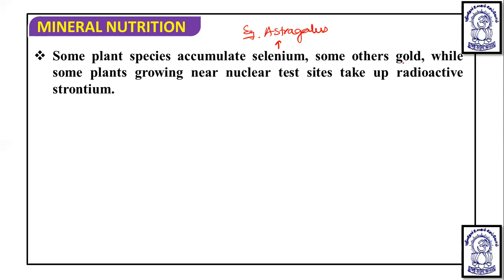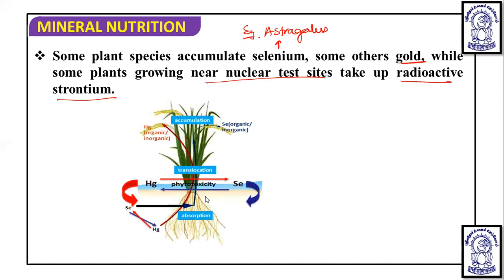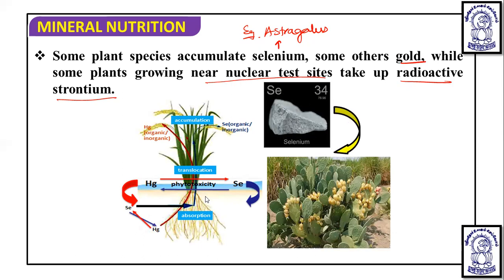And some plants also store gold, while some plants growing near nuclear test sites take up the radioactive strontium. Some which are growing near the nuclear sites particularly absorb and store this. So this is how different selenium can be absorbed, and it is also known that selenium is absorbed by the astragalus.